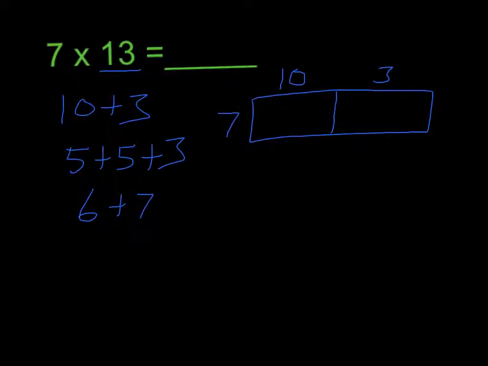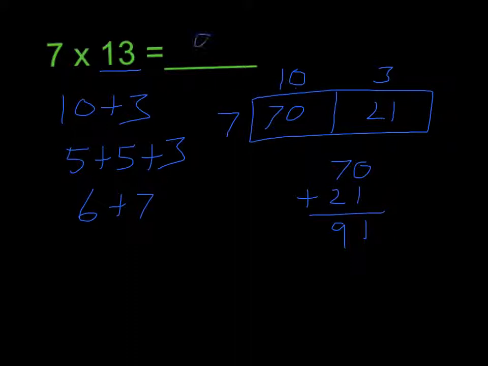Now, if I wasn't sure what 7 times 10 was, I could say 7 times 1 is 7, and then I have 1 zero there, so I can put in this 0. However, I do know 7 times 10 is 70. 7 times 3 is then 21. And if we add 70 plus 21, we get 0 plus 1 is 1, and 7 plus 2 is 9. So we get our answer of 91. So 91 would be our answer: 7 times 13 equals 91.